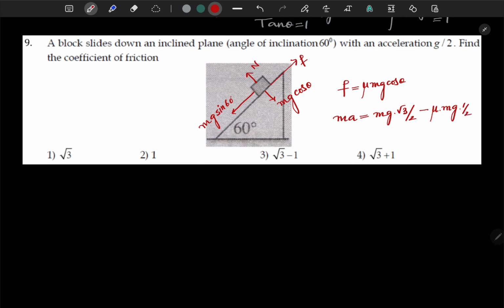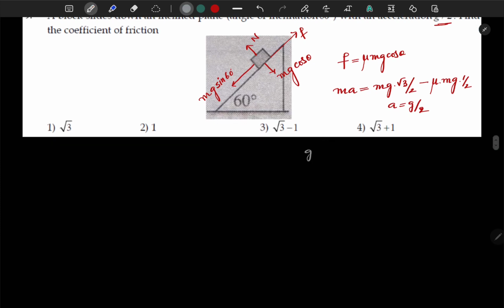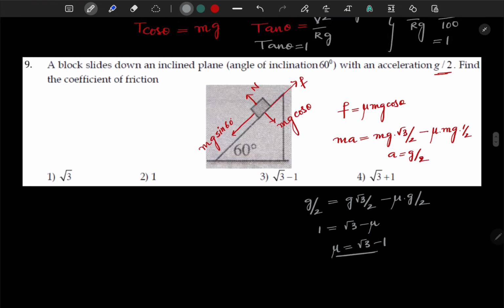Cos 60 is 1 by 2. It is given that it will move down with acceleration g by 2. So in place of a, you can write g by 2 and solve this. m got cancelled. So g by 2 is equal to g root 3 by 2 minus mu into again g by 2. Also g by 2 gets cancelled. You are left with 1 is equal to root 3 minus mu. Hence mu would become root 3 minus 1. And that's the answer for this question, which is option number 3.